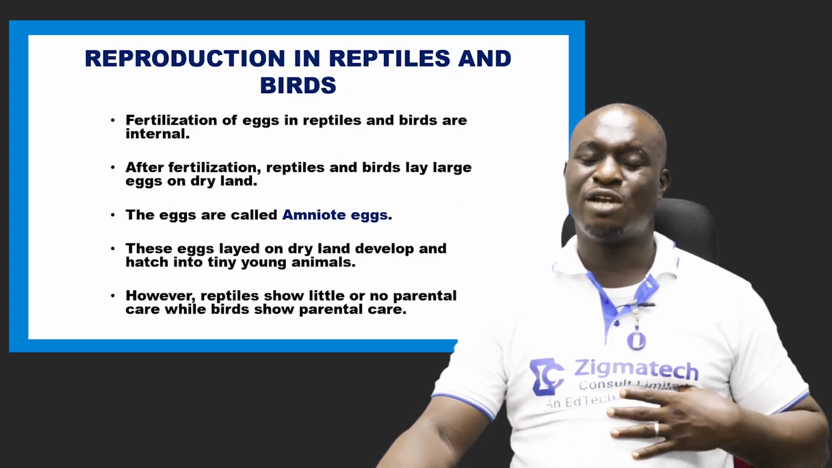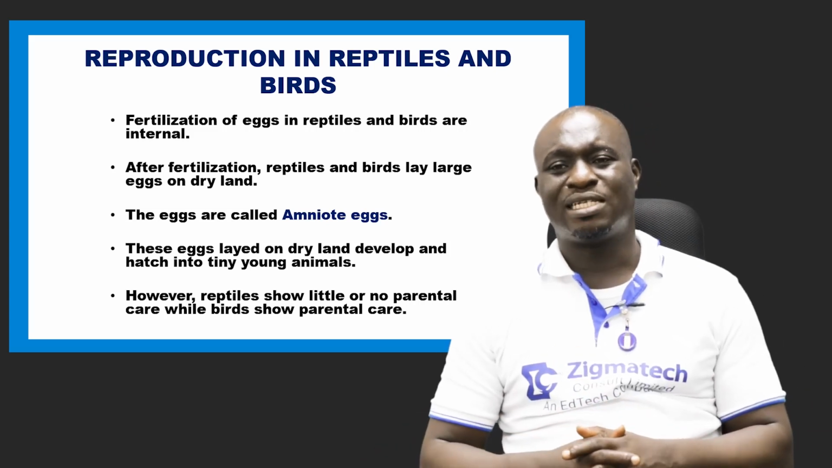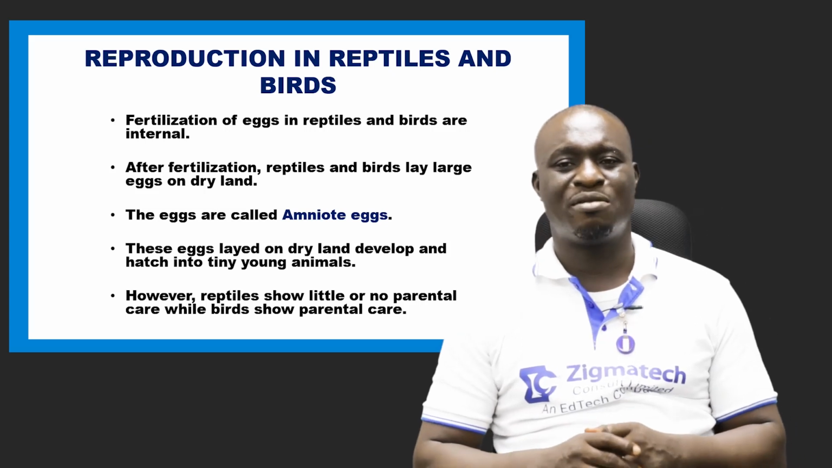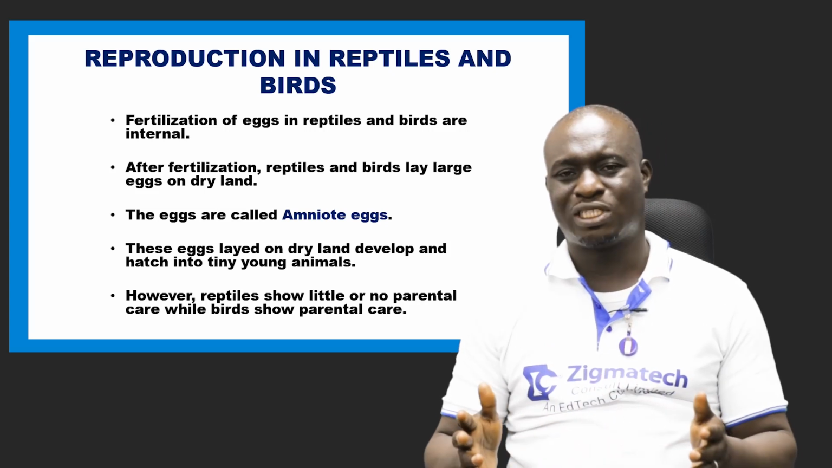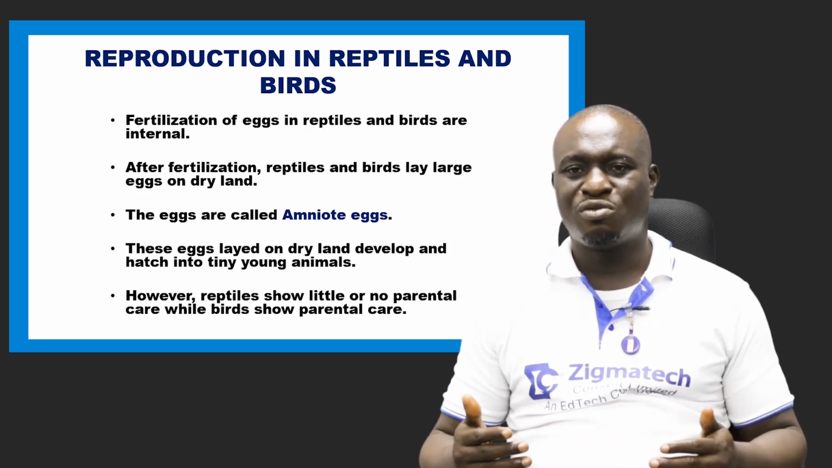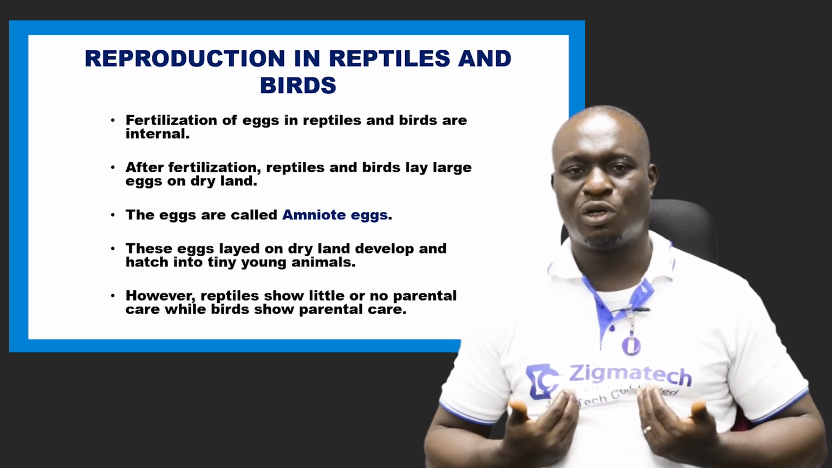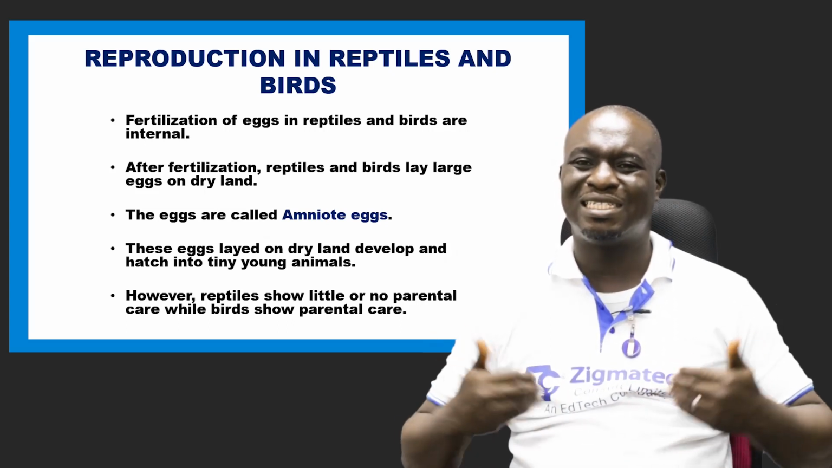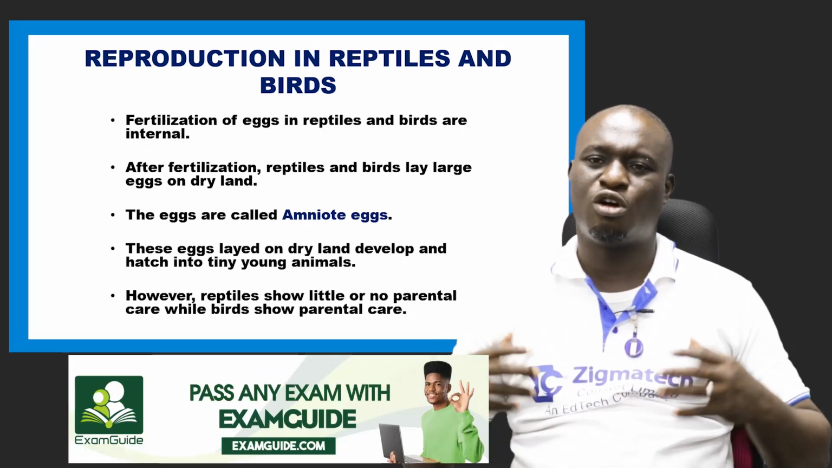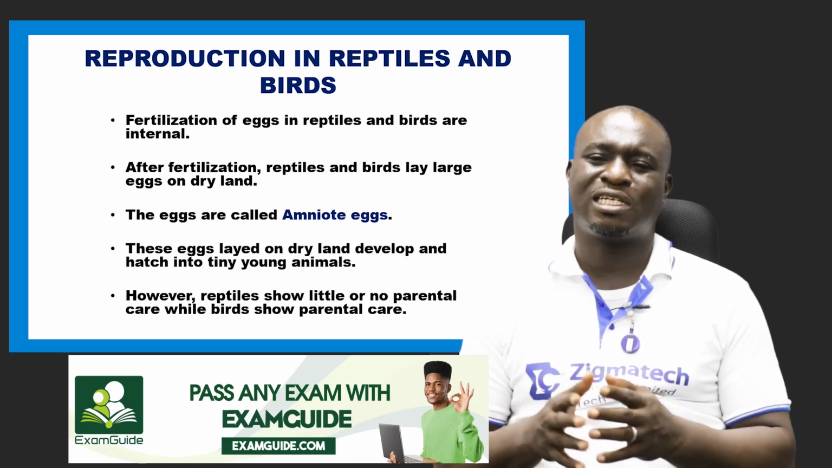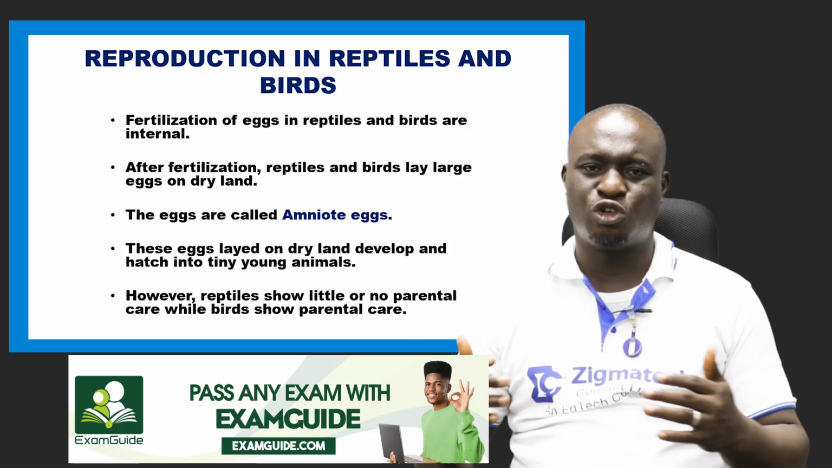The next one is reproduction in reptiles and in birds. Now, fertilization of eggs in reptiles and in birds is done internally. When we say internally, it means that the male releases a sperm cell into the body of the female, and the eggs are still inside, and the eggs are fertilized right inside the body of the female. Now, after fertilization, reptiles and birds lay large eggs on dry land.